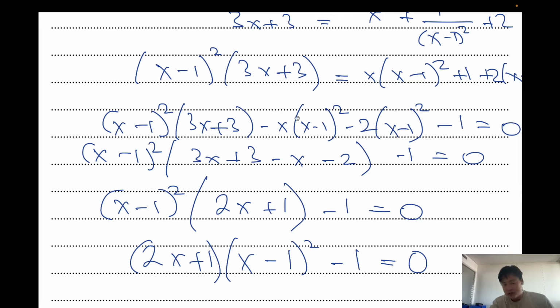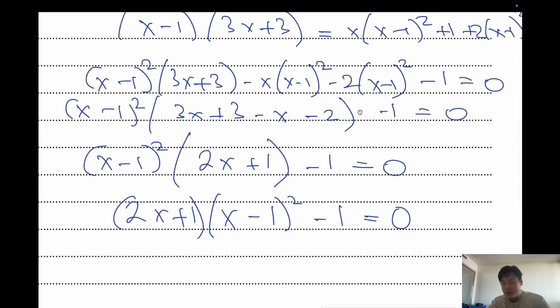Do all three of these terms have x minus 1 squared in common? So we pull that out, x minus 1 squared, put a bracket. What multiplied by x minus 1 squared gives you 3x plus 3? 3x plus 3. What multiplied by x minus 1 squared gives you minus x times minus x? What multiplied by this gives you minus 2 times minus 2? Bracket. Equals this, yeah?